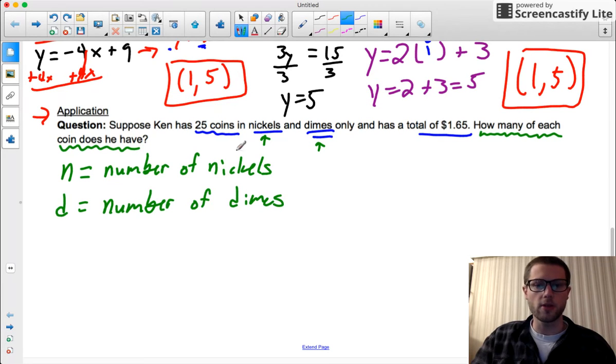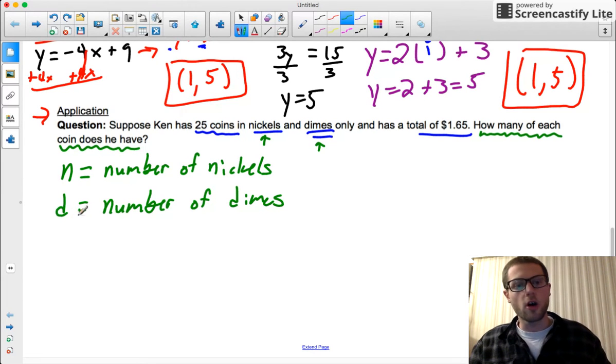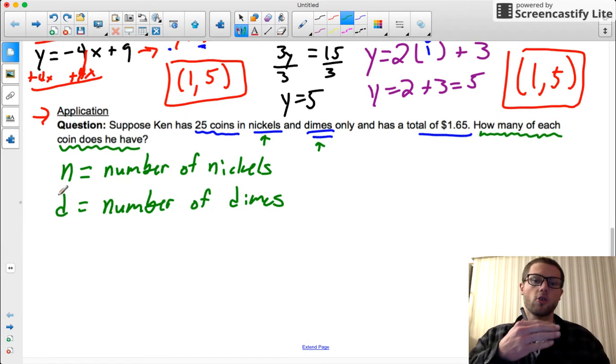And what I'm going to do here is I've got all this information that I can use with the number of nickels and number of dimes and come up with a system of equations. I've got two unknowns here, and the only way I can solve an equation with two unknowns is if I have a second equation to work alongside with it. So let's see what I could put together here.